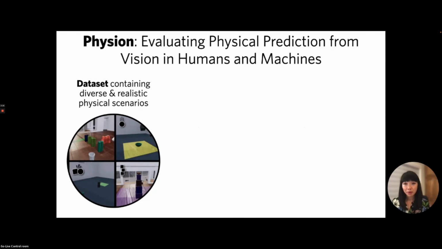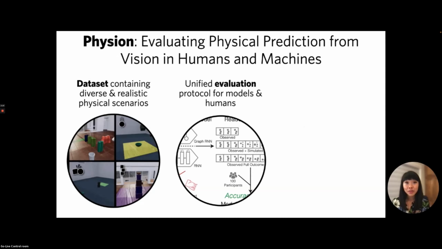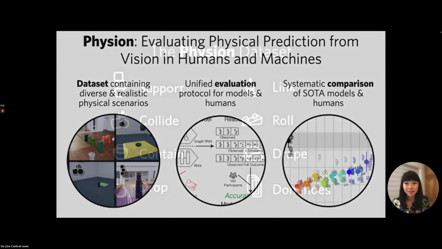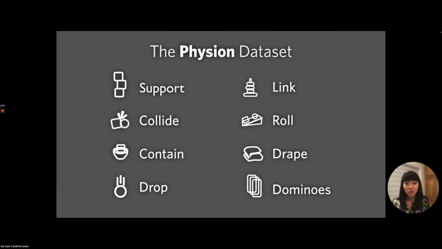Our first Physion paper made three contributions: scenarios with complex object interactions, a unified evaluation protocol to evaluate physical understanding in models and humans, and a systematic comparison of state-of-the-art model and human performance. The current release of Physion consists of movie clips featuring a wide range of physical phenomena across 8 scenario types. In this work, we prioritized foundational physical concepts that had previously been studied in cognitive science.